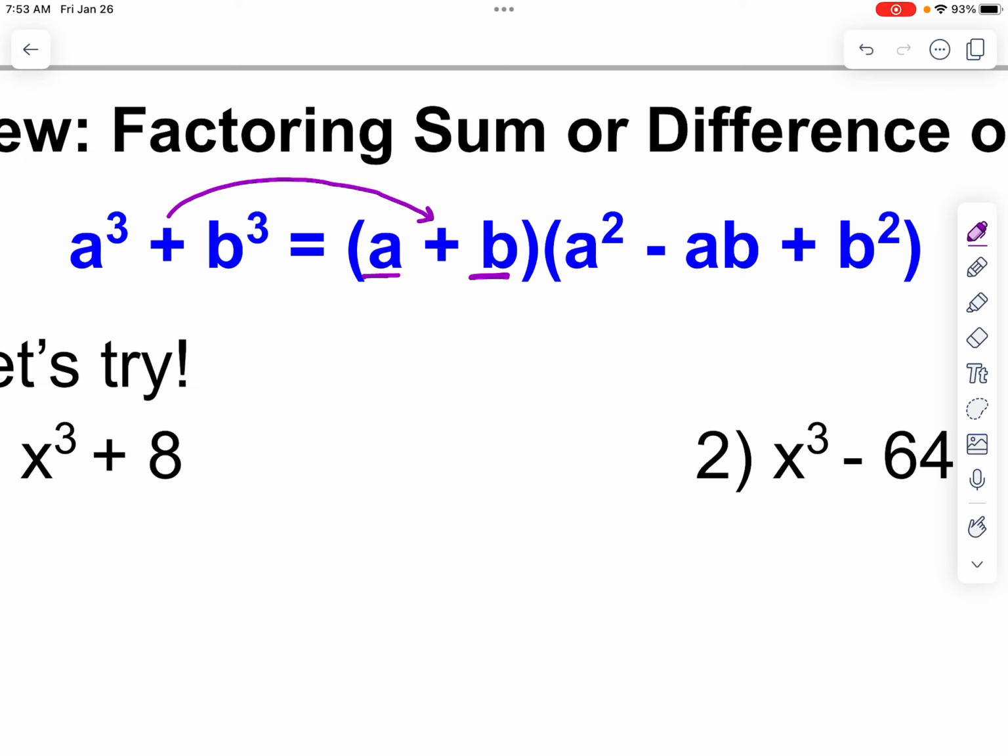Then the second one is a squared, then we multiply a times b, and then we have b squared. And what you see here is this sign, this next sign, is always opposite of the sign in the first parentheses, but this sign here is always positive.